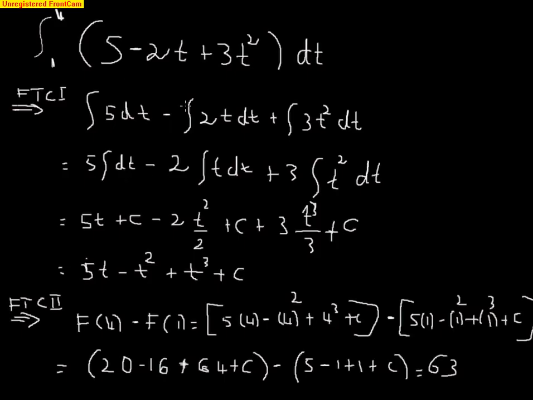So now let's just do an example that allows us to implement the fundamental theorem of calculus. So we're going to do this example right here. We're going to take the integral of this function, 5 minus 2t plus 3t squared, evaluated at the lower limit at 1 and the upper limit at 4. So before we can use the fundamental theorem of calculus part 2, we will implement part 1 by taking the indefinite integral without these limits right here.